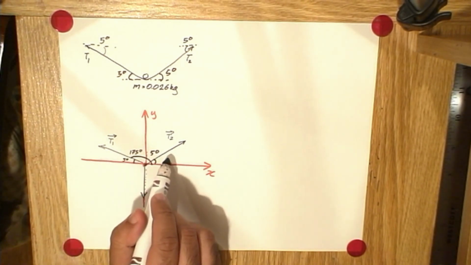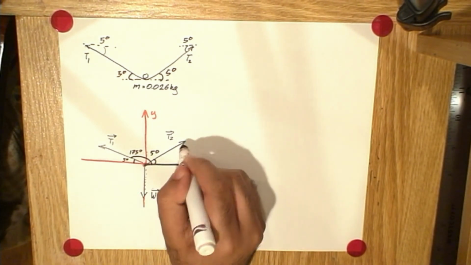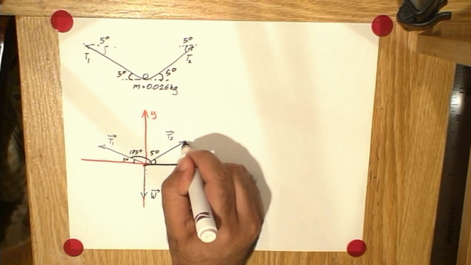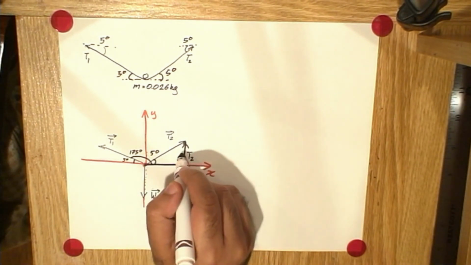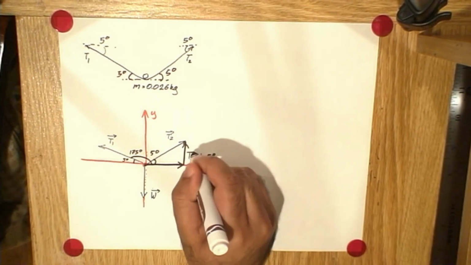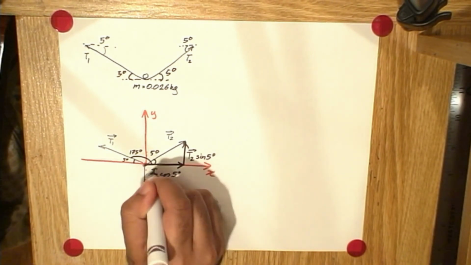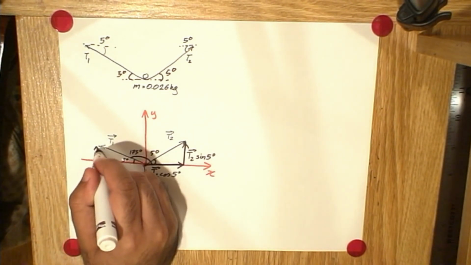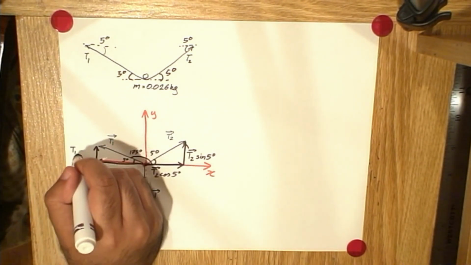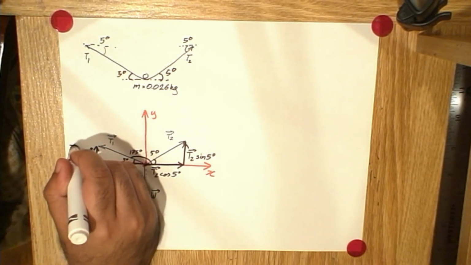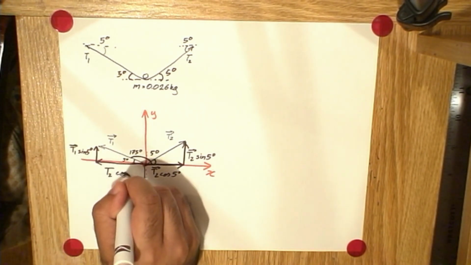Now, let's break T1 and T2 into their corresponding components. Let's start with T2. T2 has a horizontal component and a vertical component. The vertical component would be T2, this is the opposite side, so this would be T2 sine of 5 degrees. This is the adjacent side, so this would be T2 cos of 5 degrees. What about T1? This opposite side would be T1 sine of 5 degrees. And this adjacent side would be T1 cos of 5 degrees.